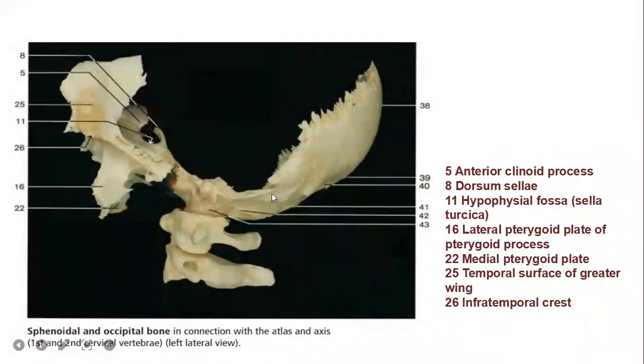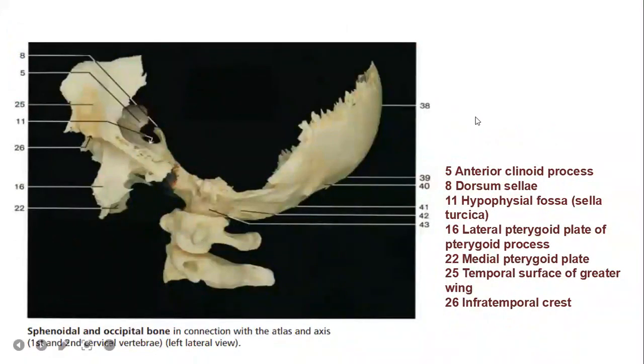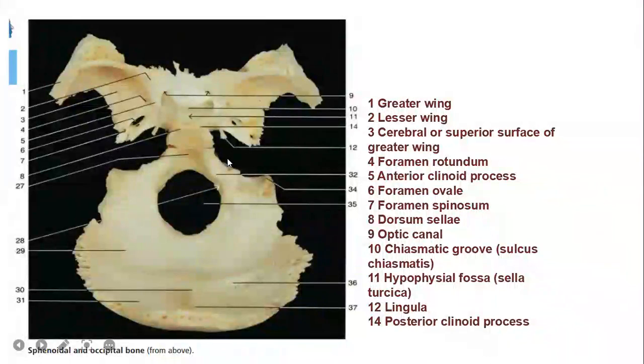And as we get ahead, we'll find a more detailed skeleton of the sphenoid bone. This is the same as the previous one, which is this. Let's learn other structures located on this bone. The part labeled 1 is the greater wing, then 2 is the lesser wing. Then we have 3, which is the cerebral or superior surface of the greater wing, and the part labeled 4, pointed right there, is the foramen rotundum, and 5 is the anterior clinoid process.